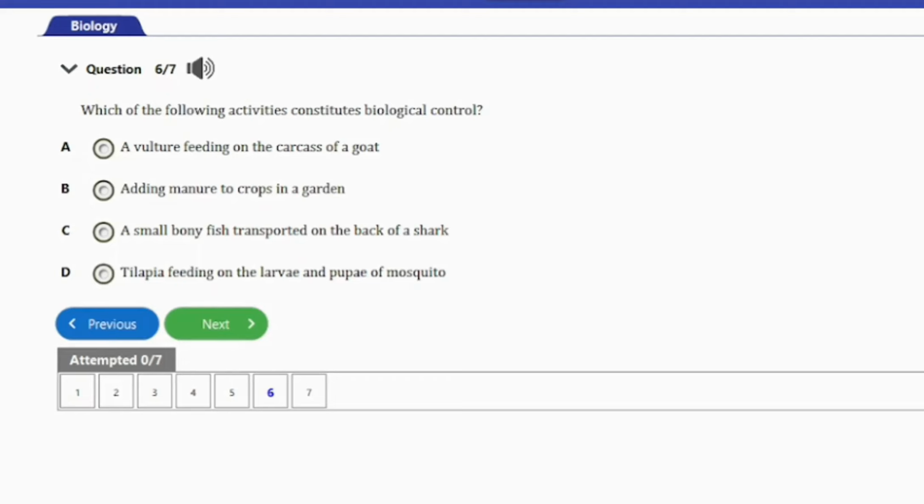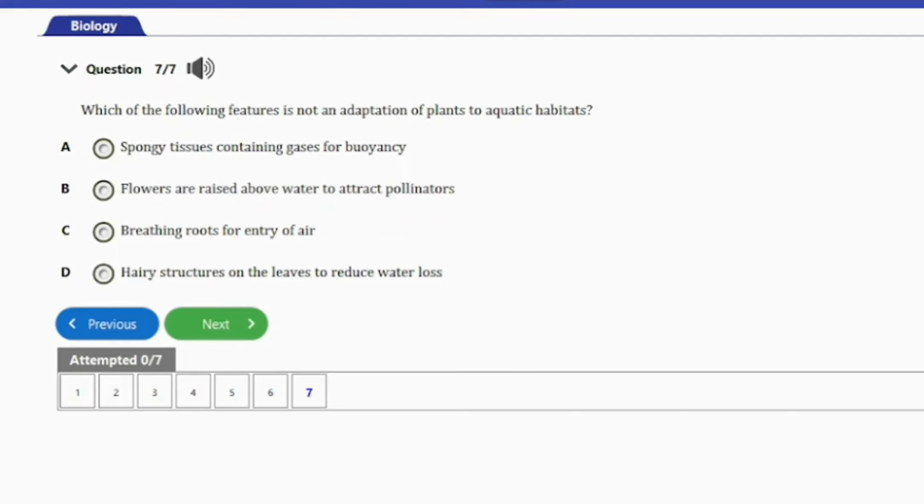Let's go ahead and consider the next and the last question, guys. That's question number 7 here. It says, which of the following pictures is not an adaptation of plants to aquatic habitats? We have A. spongy tissues containing gases for buoyancy, B. flowers are raised above water to attract pollinators, C. breathing roots for entry of air, and D. hairy structures on the leaves to reduce water loss.